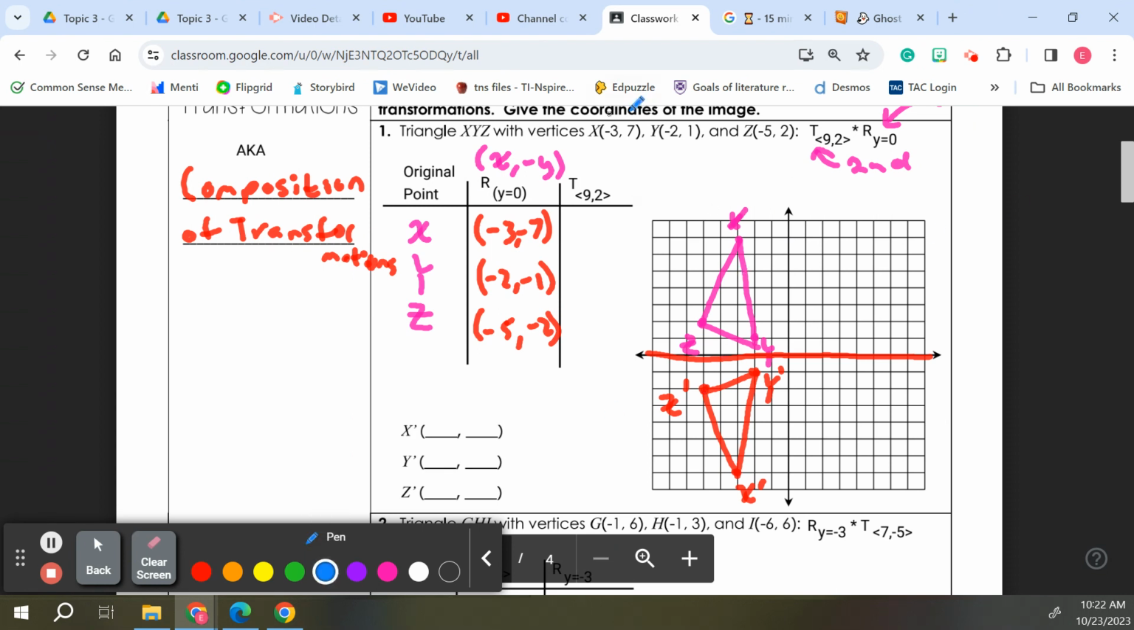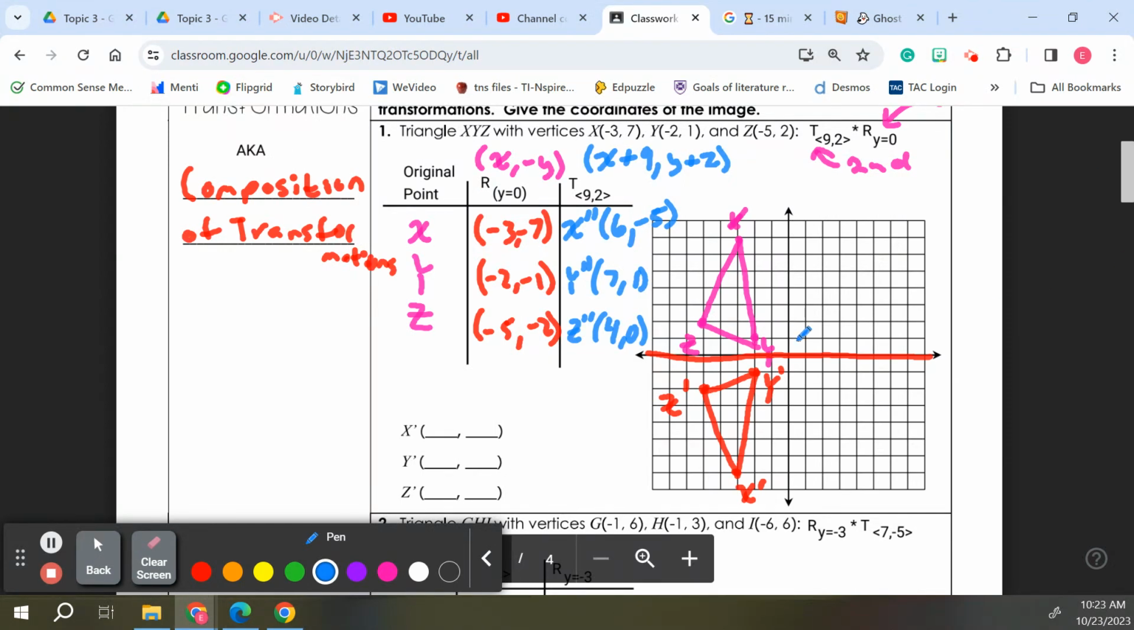Now to get the other one, all we're going to do is add 9 and add 2 to each of these. So this is just going to be x plus 9, and this will be y plus 2. So we would substitute -3 for this, leaving us with our x double prime, because this is the second transformation, would be (6, -5). Y double prime would be (7, 1). And z double prime would be (4, 0). And I'll graph these points just to confirm.